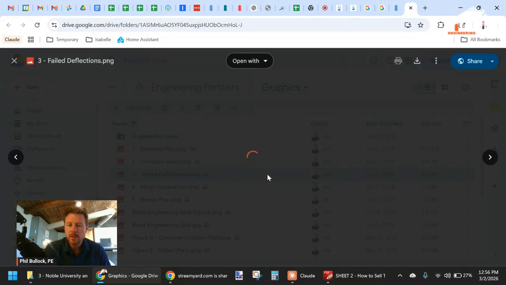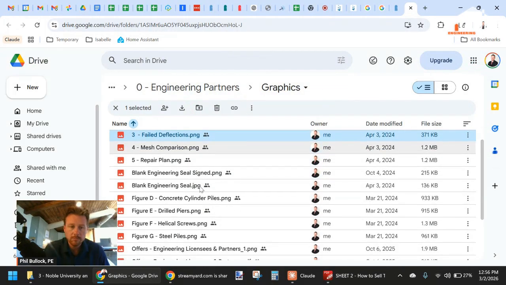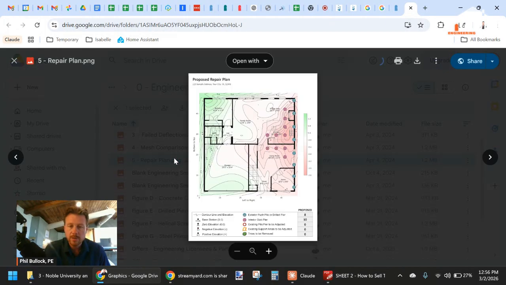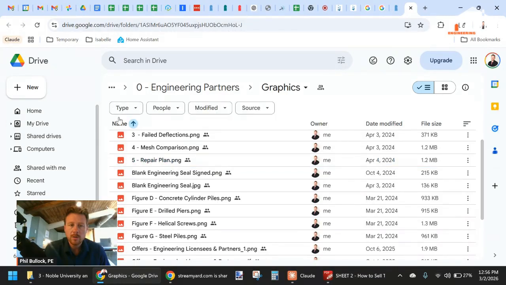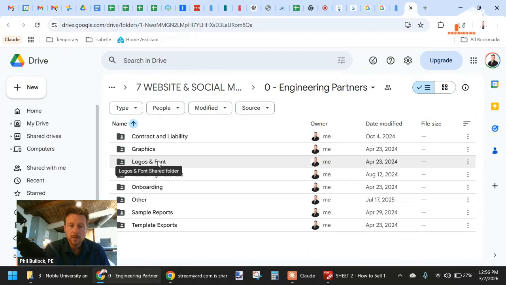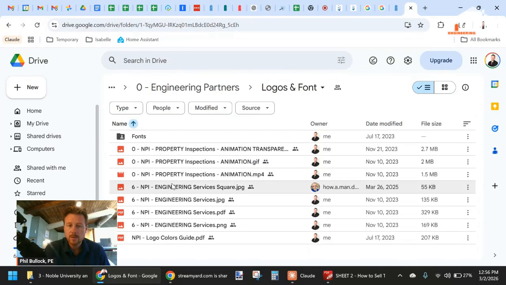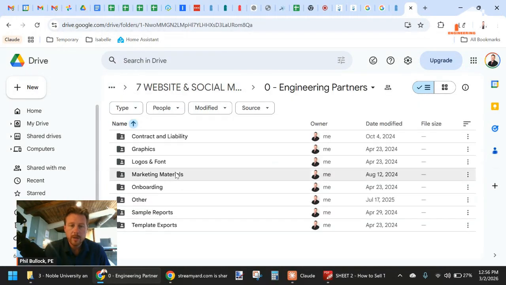So these are kind of good to include on the website if you want to make a page for engineering and throw a few images in there. Here's a repair plan. We also offer, right here, our logo and our font. So this is our engineering logo here. You can download our logo and put it on there in partnership with.